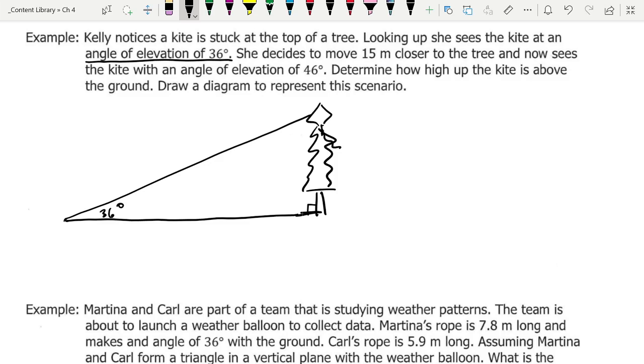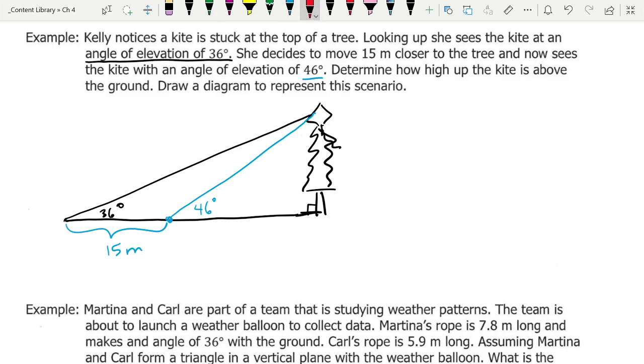What does she do now? Now she walks 15 meters closer to the tree, and now she looks up to see the same point at a 46-degree angle. And do we see what we have for a situation here? Yeah. We have angle side angle in this triangle.